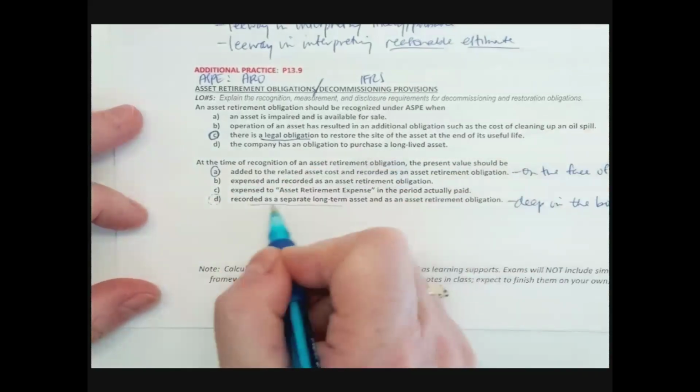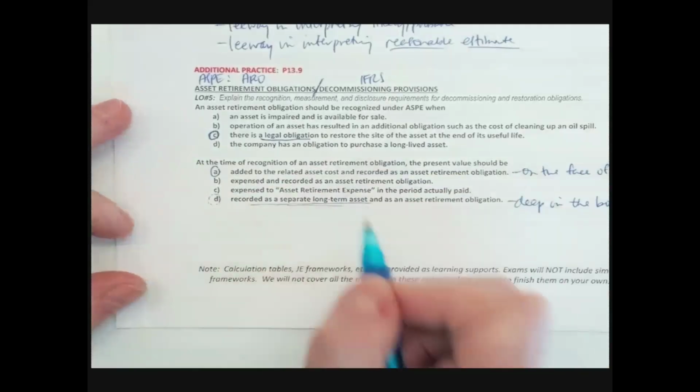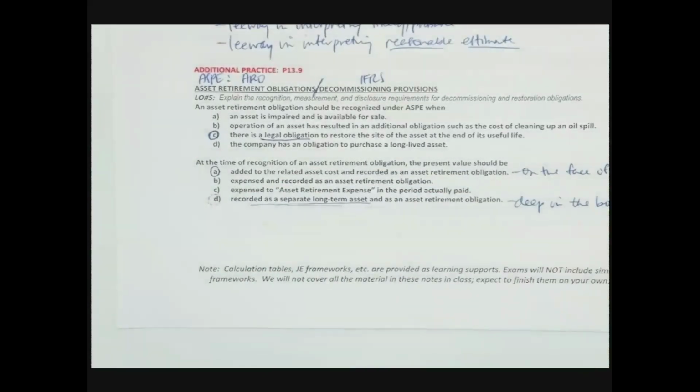In the books, we usually segregate it. It'll be bundled with the asset itself, but we keep it separate and we track it separately. Because our estimate of what it's going to cost, let's say 20 years from now, could change as time passes. So we want to keep that part of the cost segregated.